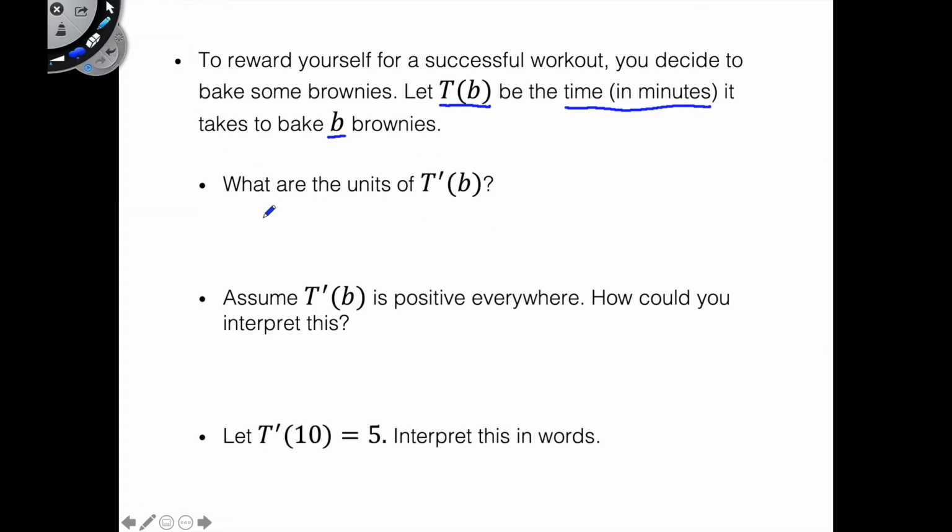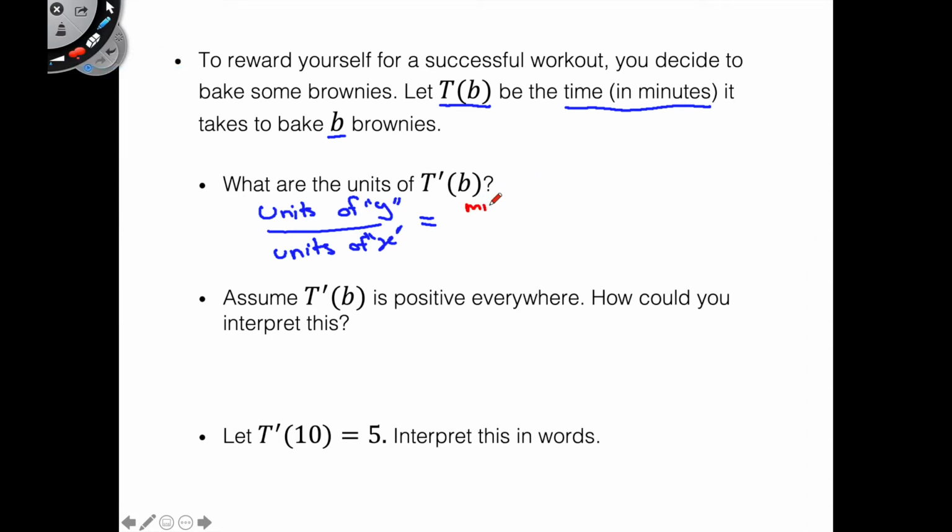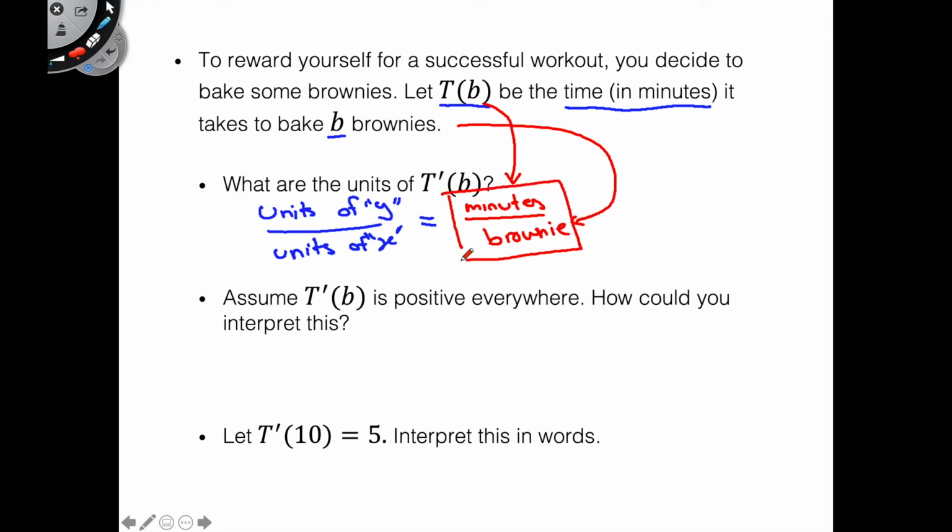Always stick to the formula. The formula is it's going to be units of y over units of x, which is just going to be, in this case, minutes per brownie. Right? This is the units of T and the units of B. Fantastic. So that's the first part done.